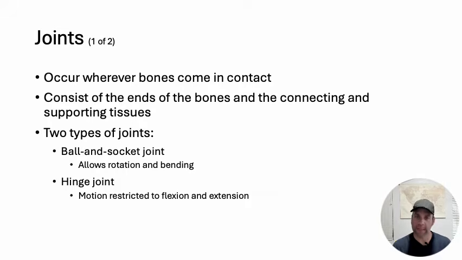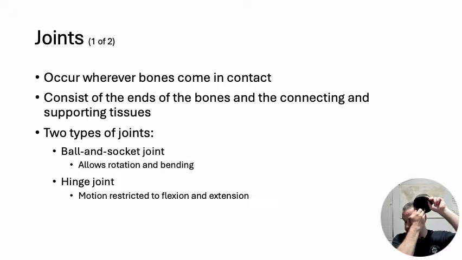Where bones come together, their ends are typically covered with what we call articular cartilage, or hyaline cartilage. That is a smooth, pearly white tissue that reduces friction and provides some level of cushioning during impactful movement.